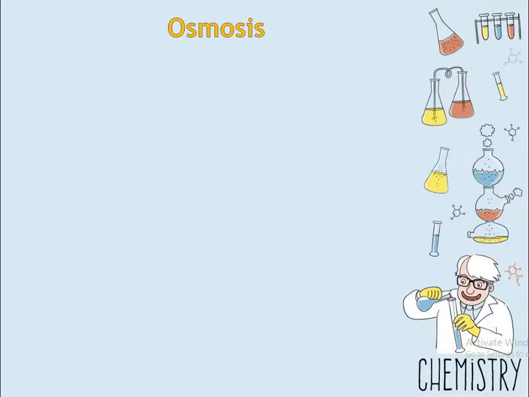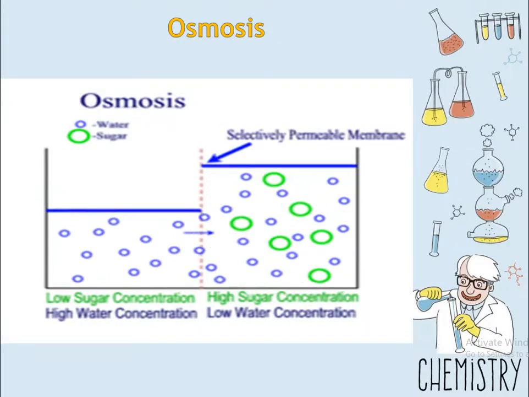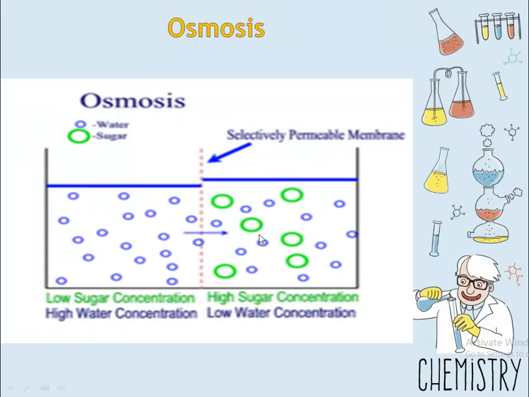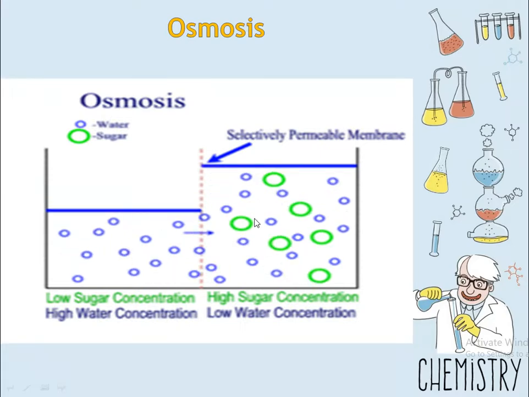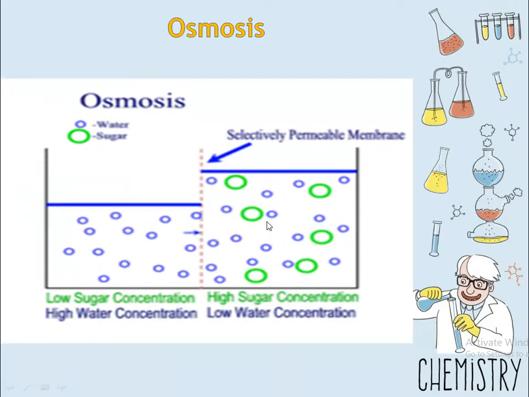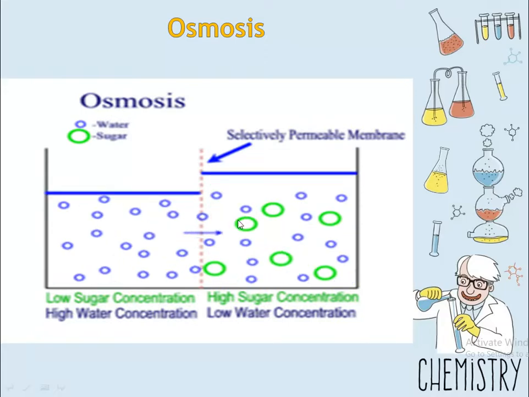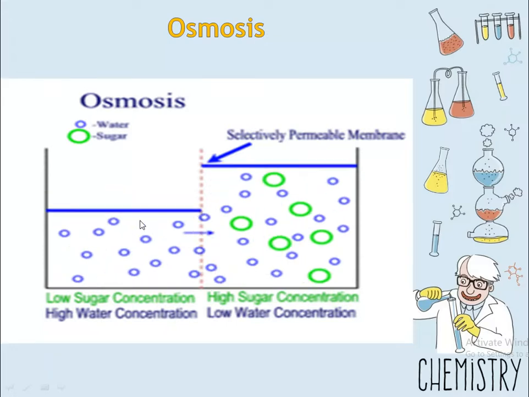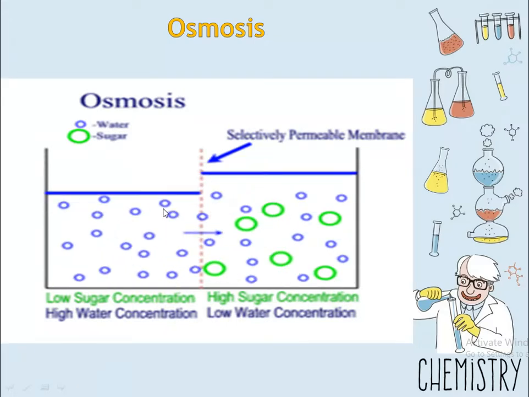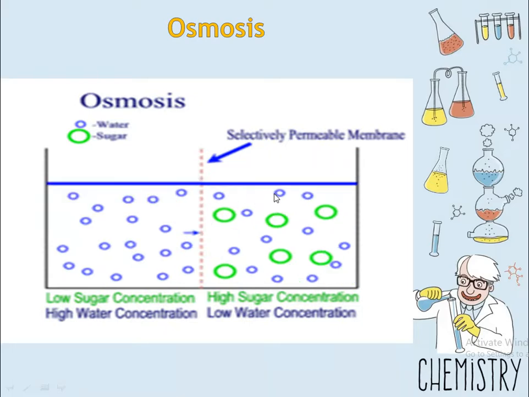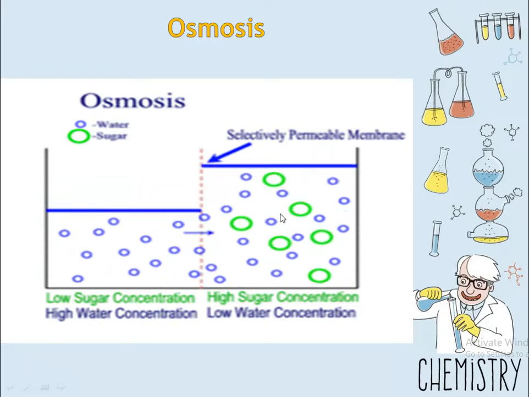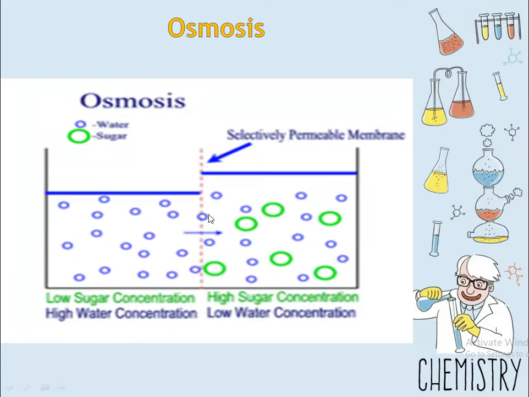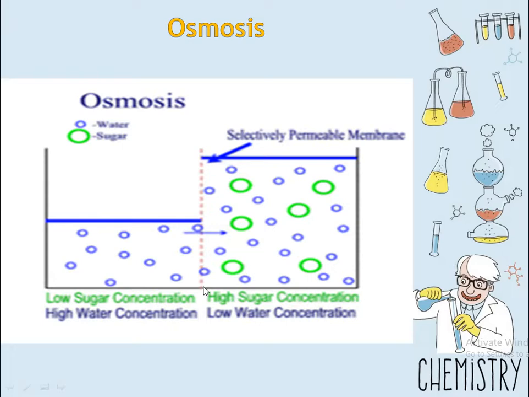Osmosis. In this figure, the solvent from the left side is going towards the right side of the container. How is this possible? The reason behind this is the process of osmosis. As we see, on the left side there is only the water solvent, and on the right side there is a solution of water and sugar, which is separated by a semi-permeable membrane.